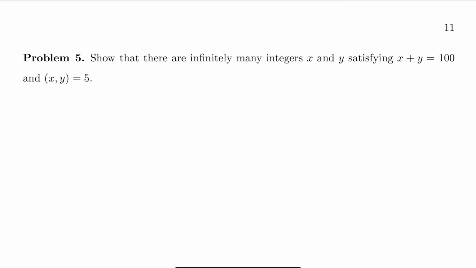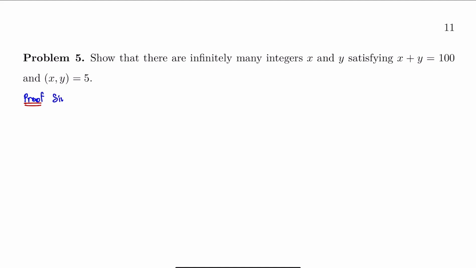In this video, we are going to show that there are infinitely many integers x and y satisfying the equations x plus y equal to 100 and the greatest common divisor of x and y being 5. So let's get started. The first thing I'm going to do is to look at this greatest common divisor. The greatest common divisor of x and y equals 5.